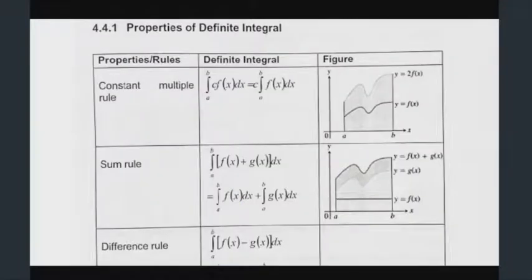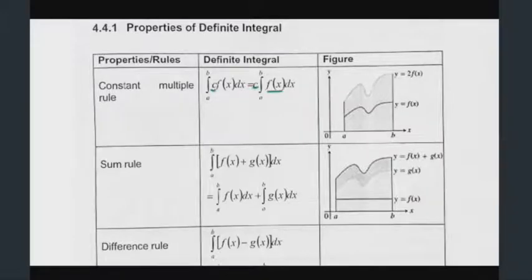Here we are going to see some properties of the definite integral. Let's begin with the constant multiple rule. The integral of a constant c multiplied with a function f(x): we can remove the constant from the function. Can you see the c is removed from this function? So this is the function and the c is removed from it.